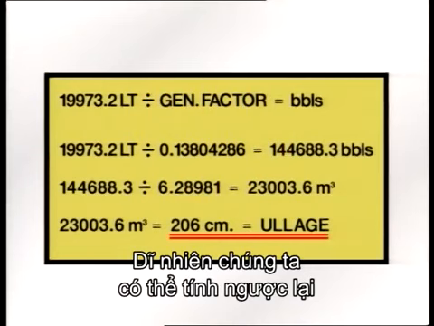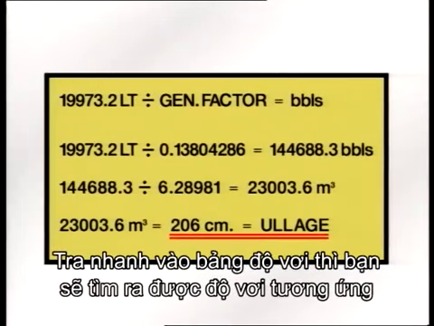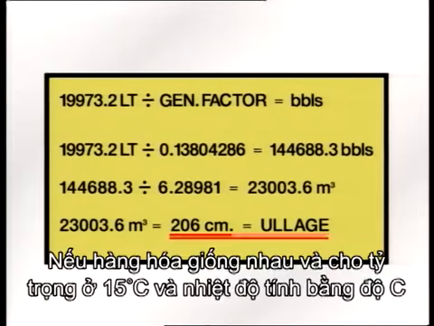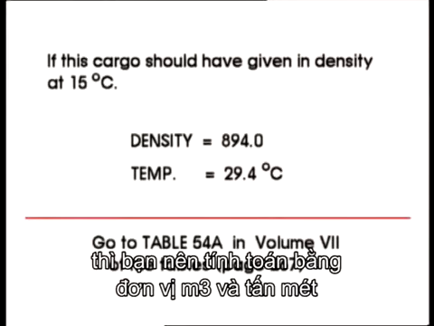Of course, it's possible to work the other way round. Divide long tons with the general factor, and you will get cubic meters. A quick look at the ullage table will give you the corresponding ullage. If the same cargo were given in density, at 15 degrees centigrade, and with the temperature measured in centigrade, you would have worked in cubic meters and metric tons.